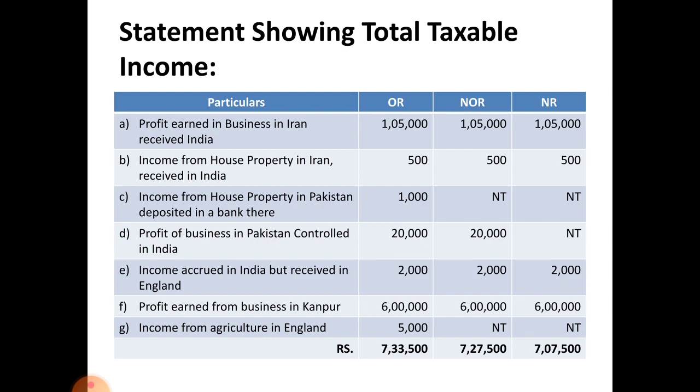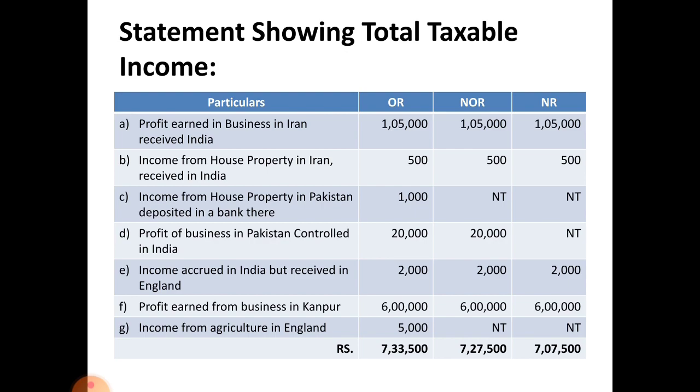Next one, profit earned from business in Kanpur, profit arisen in India, taxable under all three heads, and income from agriculture in England, only ordinary resident must pay tax.